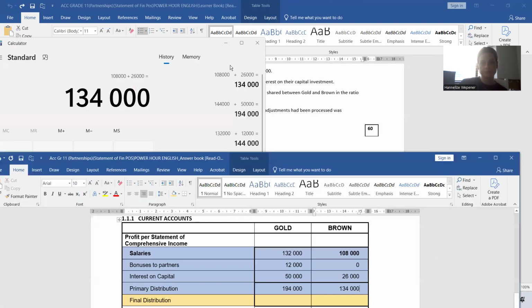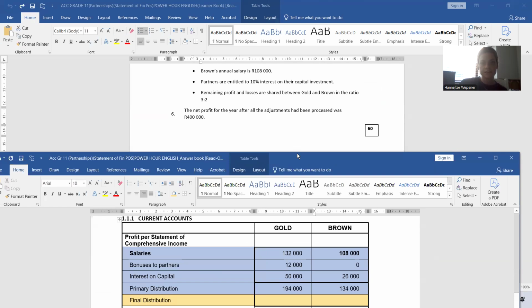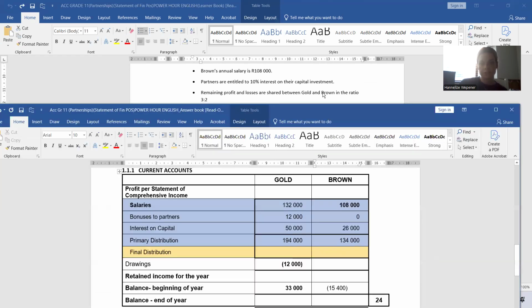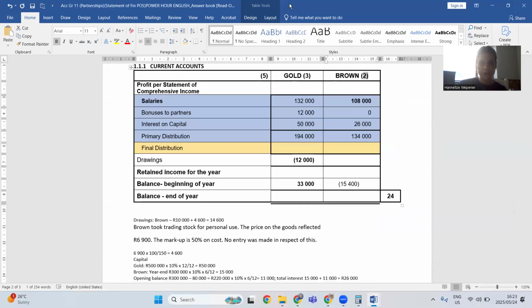Now we move on. It goes further to say that remaining profits and losses are shared between gold and Brown in the ratio of, so I'm going to write this here, 3 for gold, 2 for Brown. In other words, in total, we are going to take the profits that remained after the primary distribution, and we are going to split that profit into 5 portions because gold needs 3 portions and Brown needs 2 portions. So that 3 plus 2 is equal to 5. Right, so let's look at that calculation. We first need our profit.